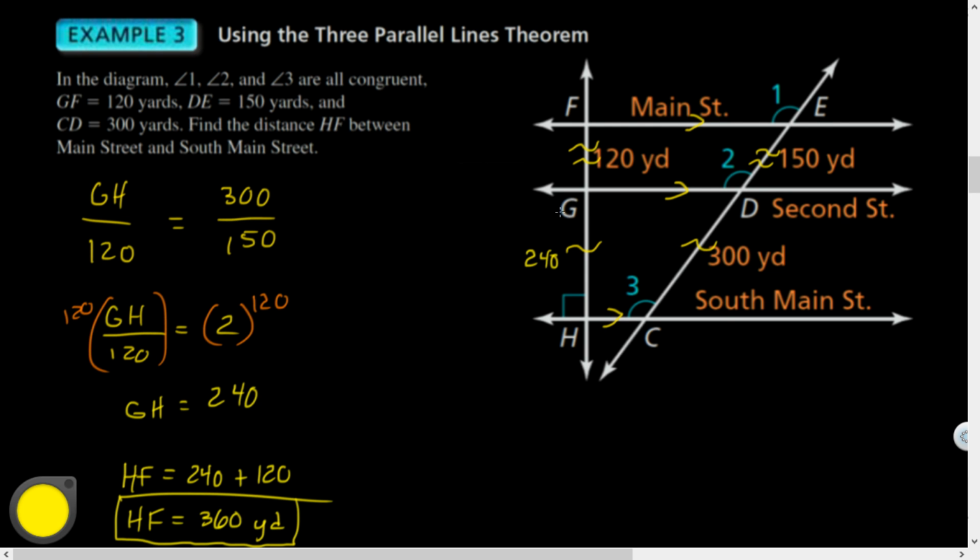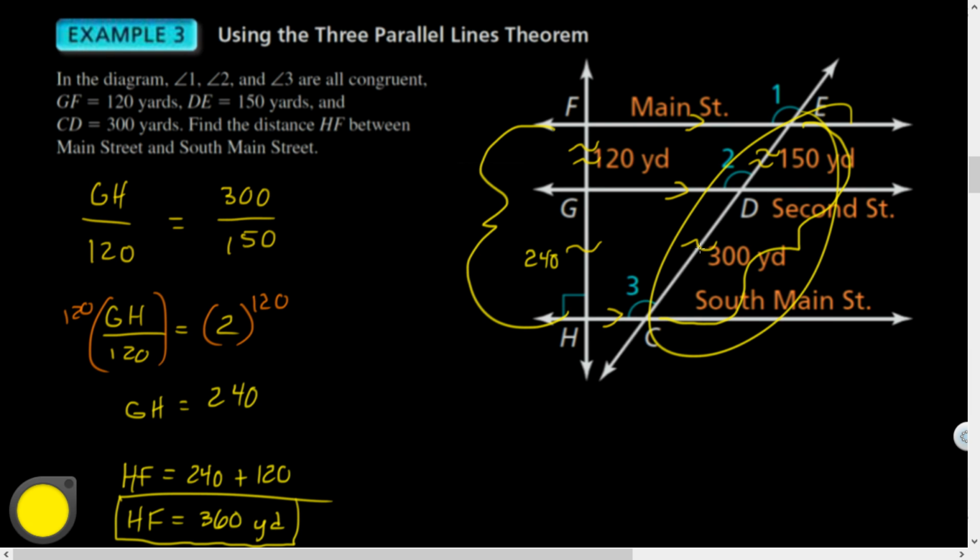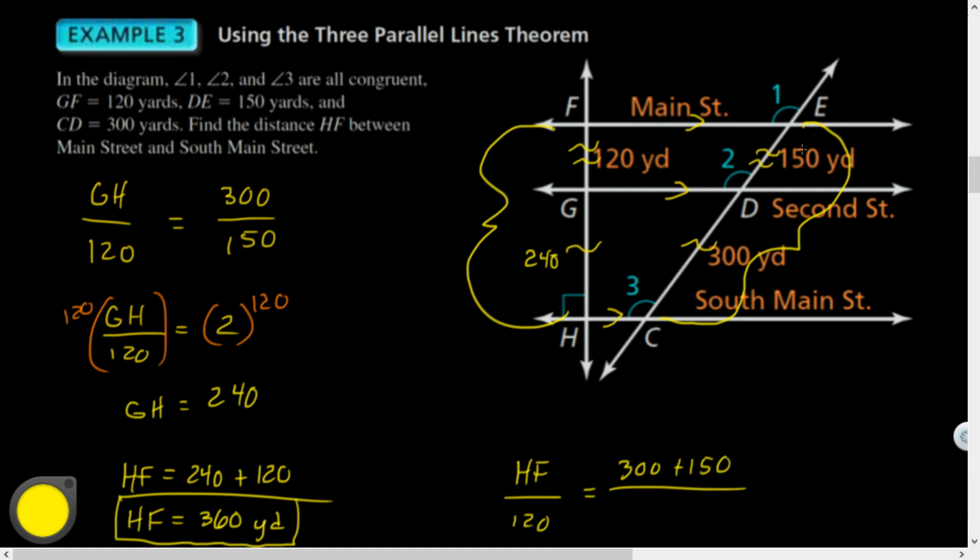There is another way you could have set this up. I want to point out, if I wanted to, I could have used proportionality of the entire sides, and I could have added 150 and 300 together. I could have said HF is to 120 as 300. I'll even write that out. I'll take it even slower here. 300 plus 150 is to 150. This also would have worked. I just want to point that out. So you could set it up depending on whichever dimension you're looking for. You could have done that multiple ways.